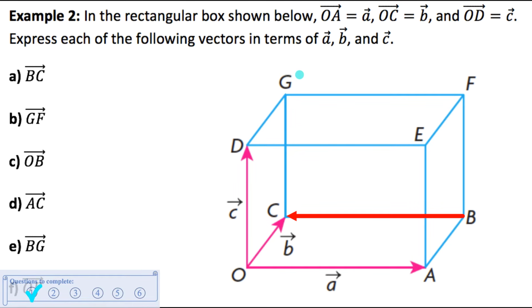So there's vector BC, what I've drawn there. Notice that vector is the exact same magnitude as vector A. It's just pointing in the opposite direction. So I could say that vector BC is equal to negative vector A, right? Because it's the same magnitude, just opposite direction. So BC equals negative vector A. How about part B, vector GF? GF is this vector up here. Well, actually notice that vector is exactly equal to vector A. It's the same magnitude and direction. So vector GF is just equal to vector A.